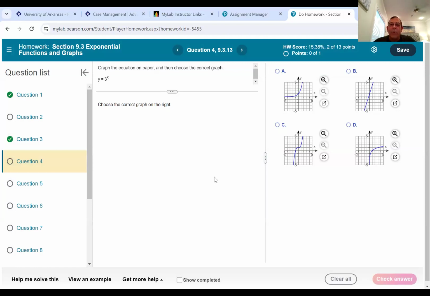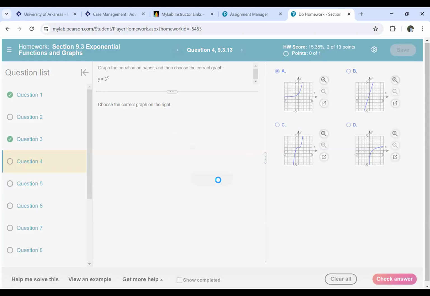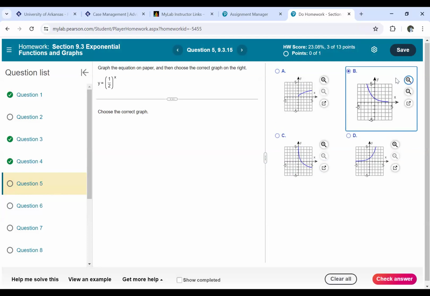All right, 3 to the x. Well, what would y'all guess for 3 to the x, knowing that? Remember, it's still a whole number raised to an exponent. A. A again, there you go. Now remember, this is a fraction to an exponent. So instead of rising left to right, this one went downhill left to right. So what would y'all pick on that one? B.